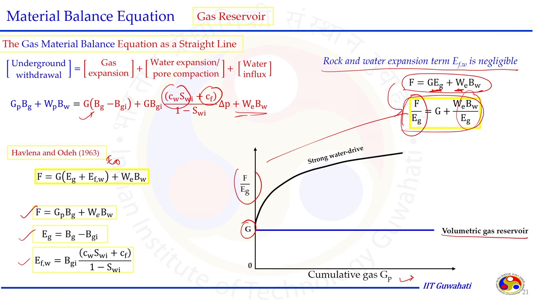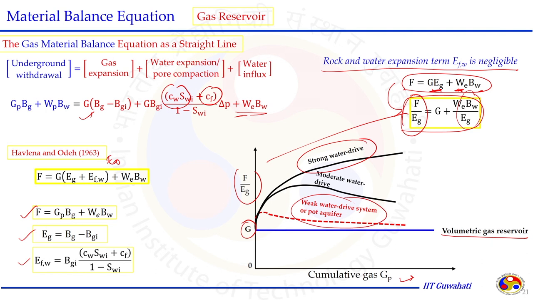gas present in the reservoir, and if any deviation from this is happening, if the deviation is too high, then it is a strong water drive. If it is not too high, just near to this horizontal line, we can say it is a weak water drive, and somewhere in between, we can say it is a moderate water drive. So similar to the oil reservoir, we can also see the impact of the water drive with respect to the data F by Eg and the cumulative gas production data on y-axis and x-axis respectively. We can see the impact of the water drive mechanism on the reservoir.